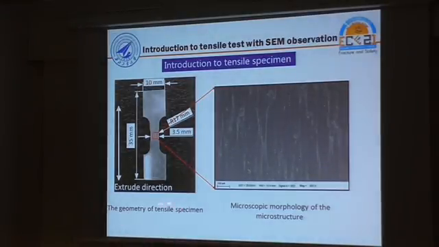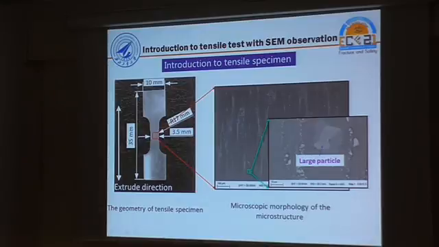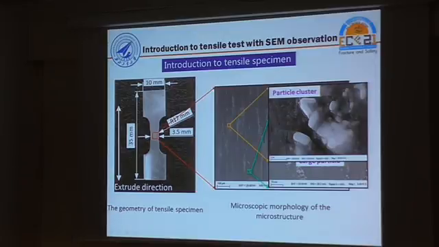This is the tensile specimen. The microscopic morphology of the microstructure is like here. We find two kinds of particles. The first is the large particle, and the second is the particle cluster.